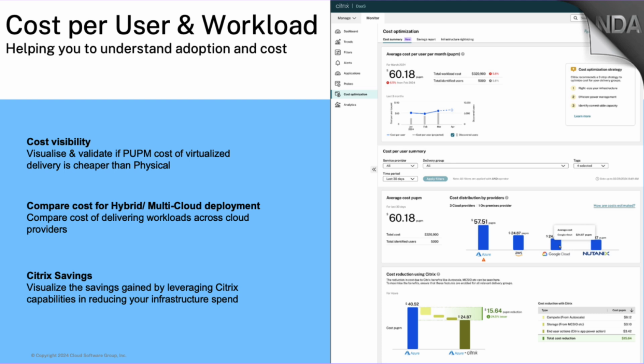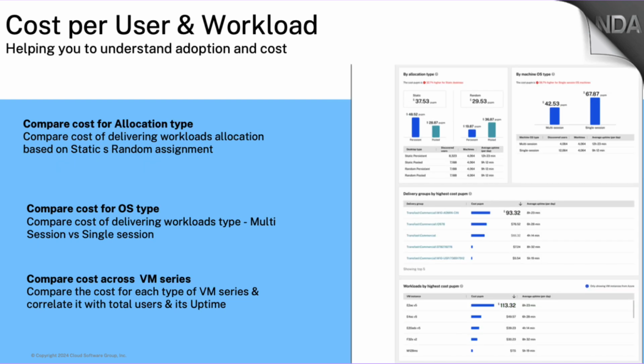Obviously, these are all tied to the actual count of users and the uptime of those machines in the respective cloud. So being able to visualize how much of these savings is actually coming because of our customers leveraging a great set of capabilities from Citrix, such as Autoscale, MCSIO, etc. So being able to visualize those actual savings.